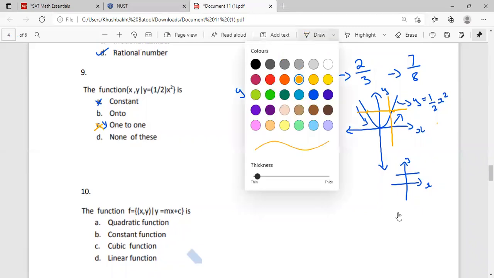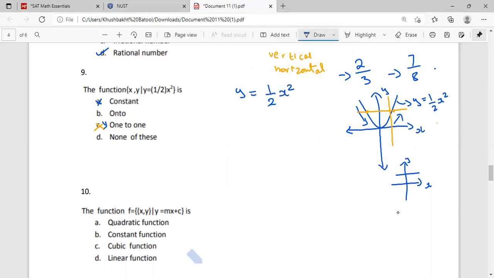Okay, now for onto, we need to know that for every y we should have one x only. Okay, I mean, you will get many definitions on the internet, but I'll write it here. Let's say it's a, b, c and this is x, y, z. This is the domain and this is the range.